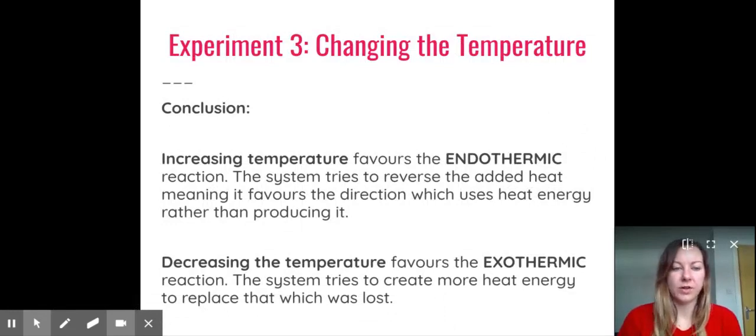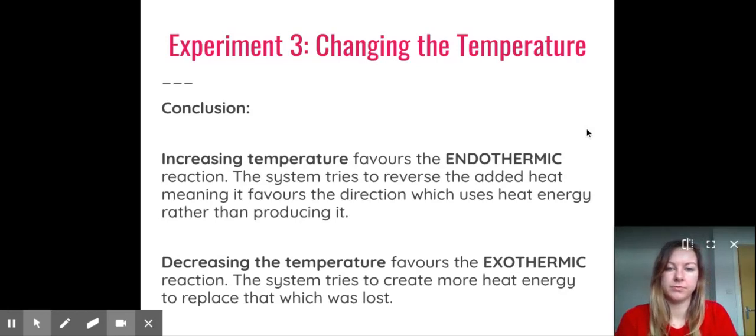This is the little conclusion, kind of what we've just said, but I'll read through it again so that you can copy it down if you're doing that right now. So increasing temperature favours the endothermic reaction. The system tries to reverse the added heat, meaning it favours a direction which uses heat energy rather than producing it. So that makes sense. Decreasing the temperature is going to favour the exothermic reaction. The system is going to try and create more heat energy to replace the energy which was lost when we decrease the temperature.